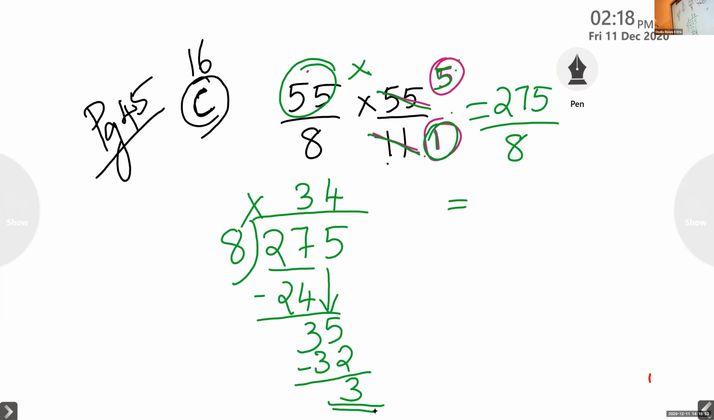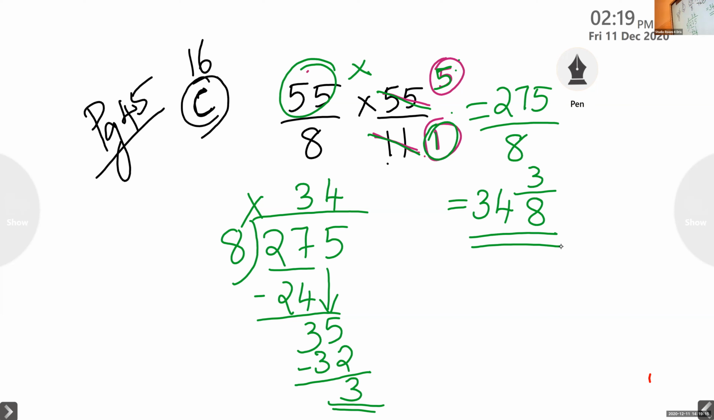Yes, ma'am. So here, children, you will get 34, and what's the remainder here? 3. What is the divisor? 8. So 34 and 3 by 8. This is the answer. 34 and 3 by 8.